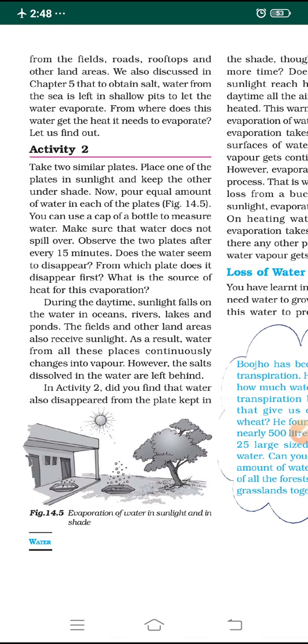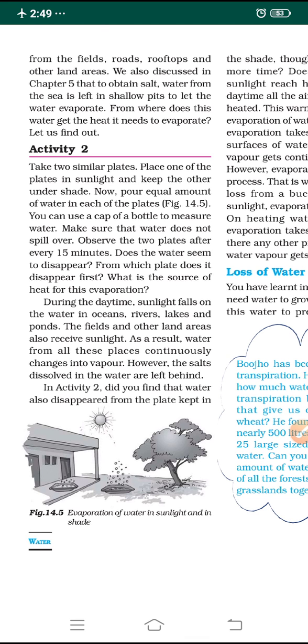From which plate does the water disappear first? From which plate does the water evaporate very fast, in 15 to 20 minutes? Does the water seem to disappear? Yes, remember that. What is the source of heat for this evaporation? For the process of evaporation, some source of heat should be there. Where does it come from? Directly from the earth's sun.